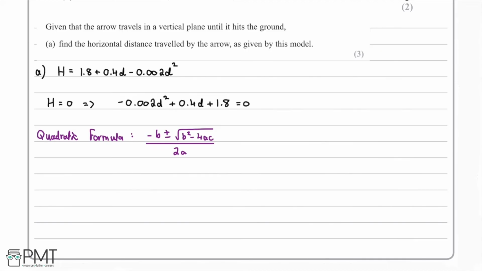So we now need to think, what are a, b, and c going to be? We know that a is going to be the coefficient of the d squared term, so that's going to be negative 0.002. We know that b is going to be the coefficient of the d term, so 0.4, and then finally c is going to be equal to 1.8.